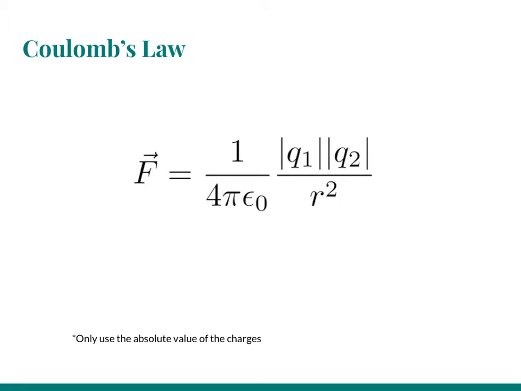So here it is, Coulomb's law. We've got force equals 1 over 4 pi epsilon naught times the absolute value of charge 1 times the absolute value of charge 2 over r squared. Now something important to note here is that Q1 and Q2 have absolute value symbols. That's because when we talk about positive and negative charges, there's really no reason that one is positive and one is negative other than to state that they're opposite.